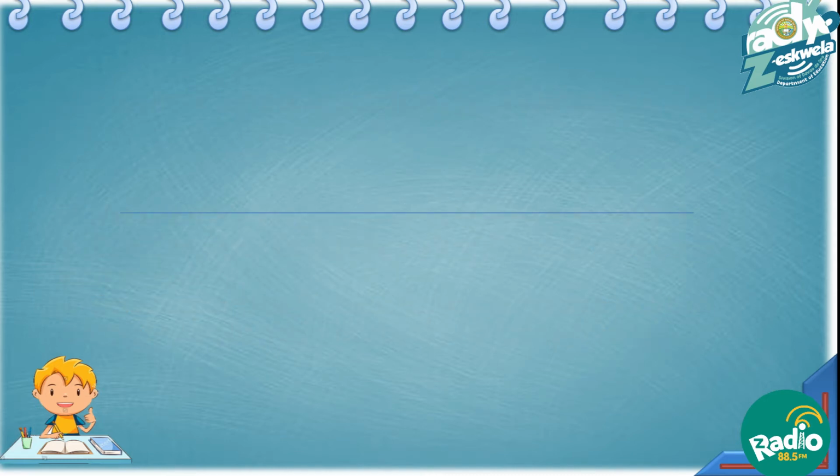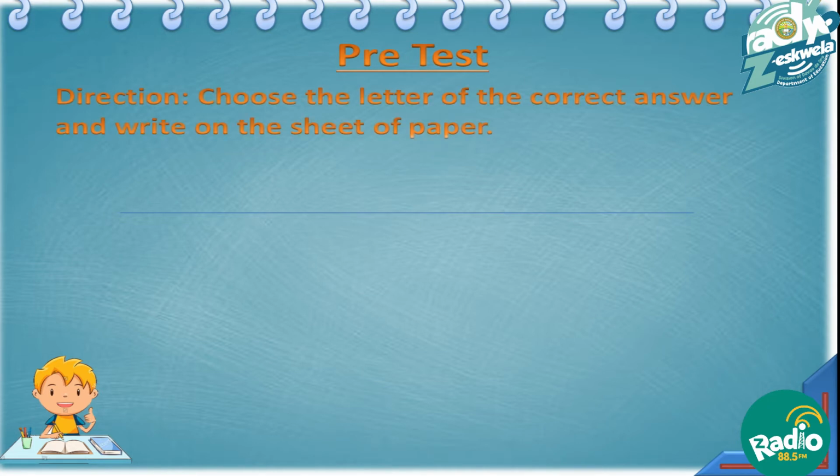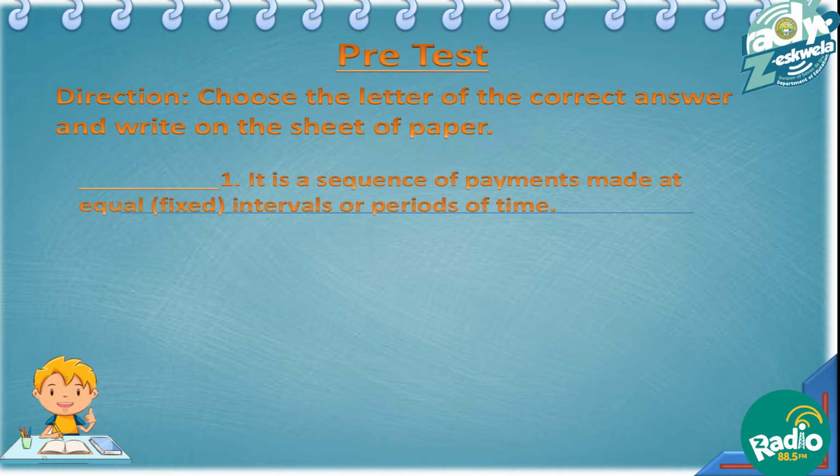To begin our discussion, let us determine first if there are concepts that you already know related to our discussion today. So let's have the pretest. Direction: choose the letter of the correct answer and write on the sheet of paper. Number 1. It is a sequence of payment made at equal or fixed interval or period of time.